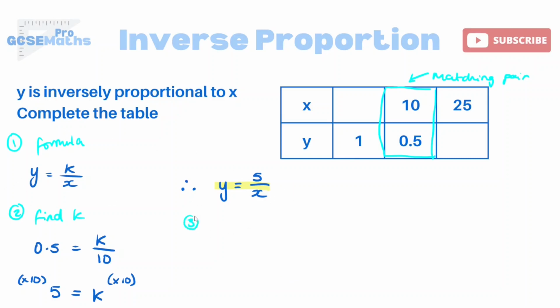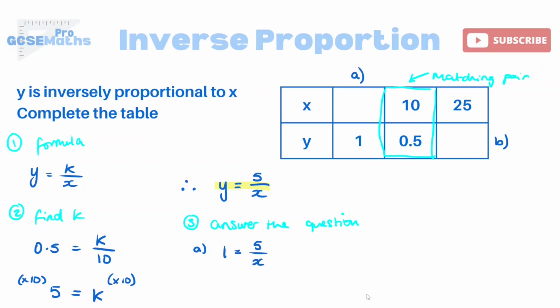So step 3 is then answer the question. Now in this case, the question is to complete the table, isn't it? So we kind of have two parts to that number 3, don't we? We have part A, which is this first box, and part B, which is the second one. Let's start with the first one. The first one tells us we know that y is 1. What is x? So using my formula here, part A, I can substitute in y equals 1. So 1 equals 5 over x.